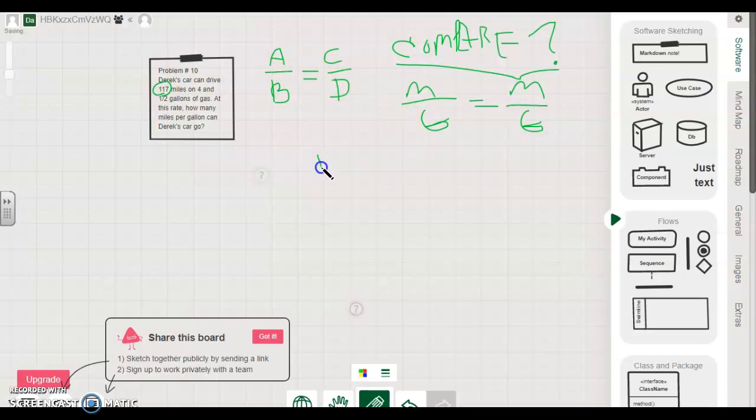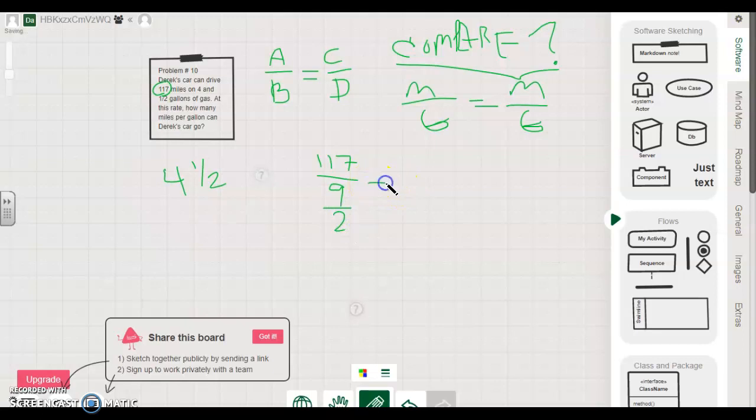So I'm going to do 117 over B, which is going to be 4.5. But 4.5 is not how I want to put it over here. This is a mixed fraction, and I want an improper fraction. So I'm going to go 4 times 2 plus 1 is 9 over 2.